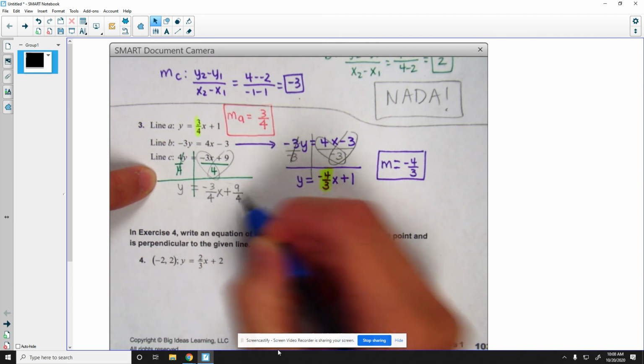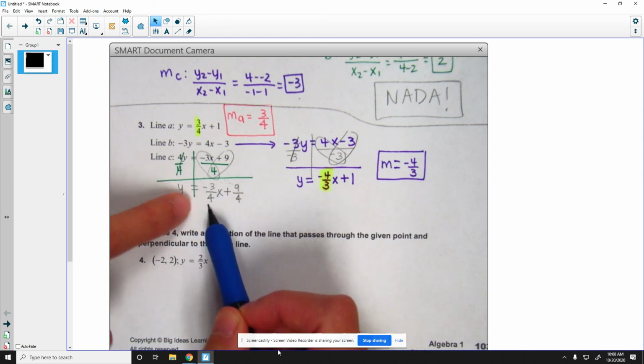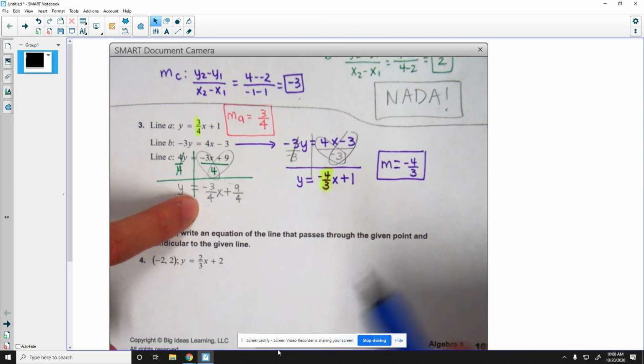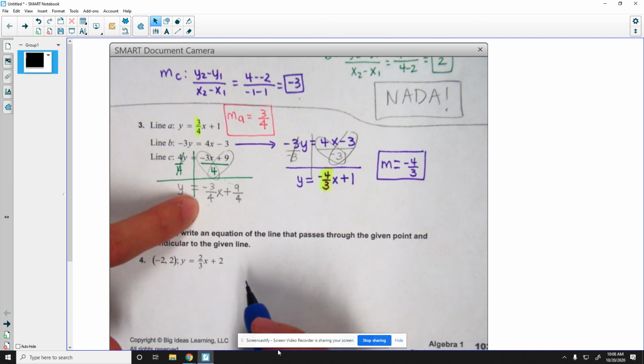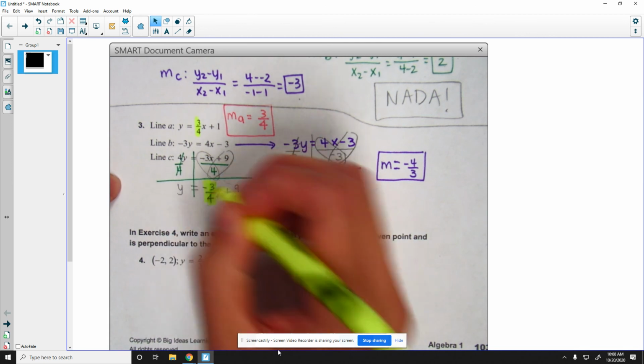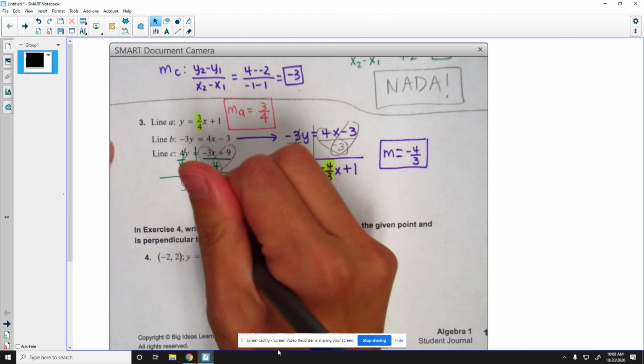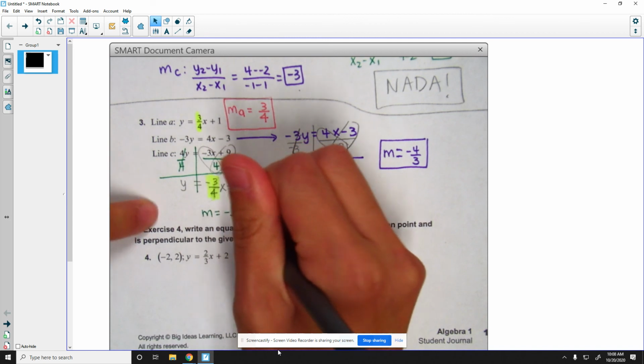Yeah, or you can just say 9/4. Either one's fine. So do you see how -3 divided by 4 is not a whole number, so write it as a fraction. 9 divided by 4, not a whole number, so just write it as a fraction. And that's it. So my slope for this one looks like it's -3/4. So my slope is -3/4.